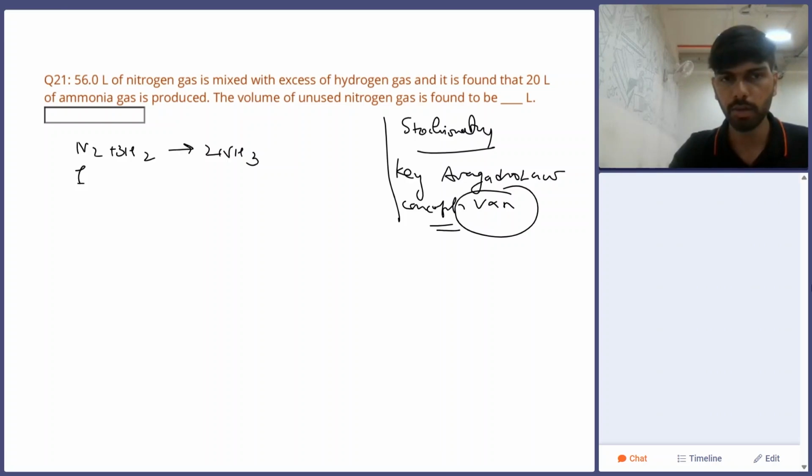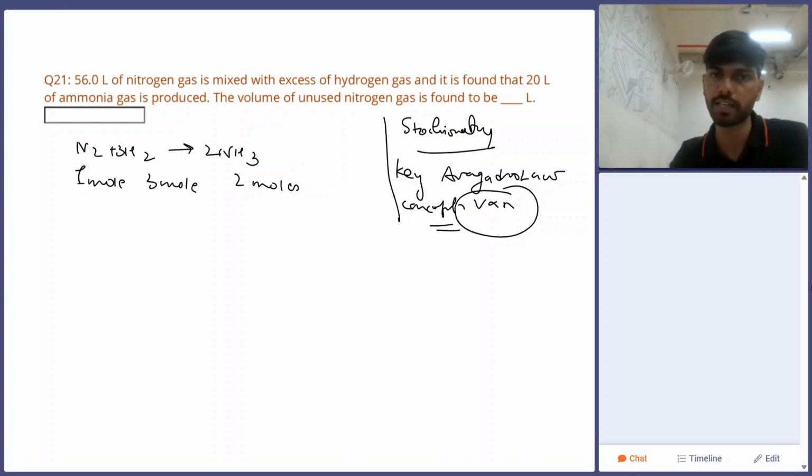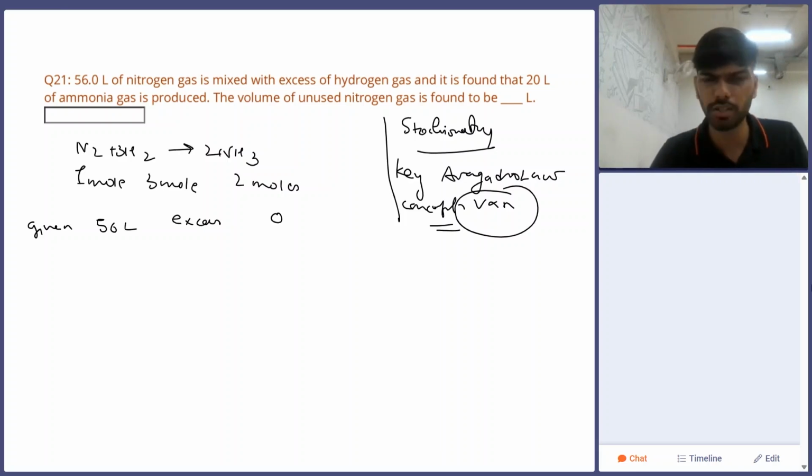So 1 mole of nitrogen and 3 moles of hydrogen give you 2 moles of ammonia, right? The question is: 56 liters of nitrogen gas is mixed with excess hydrogen gas, and it is found that 20 liters of ammonia gas is produced. The volume of unused nitrogen gas is to be what? It's simple. What they have given is 56 liters; hydrogen I am assuming is in excess. So initially ammonia is 0.